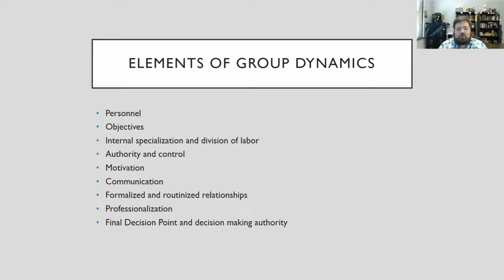And perhaps the most important thing is, where is the final decision point located? Who is the one that actually makes the final decision? Who has that decision-making authority? And where is that vested? All of these really heavily impact the way that the system is set up, and the way that decisions are made.